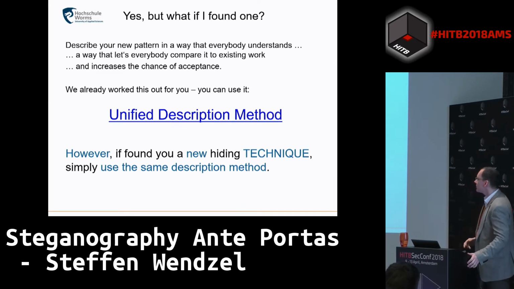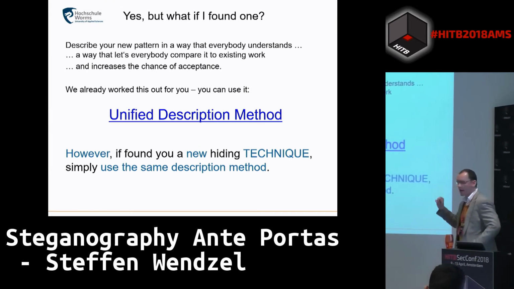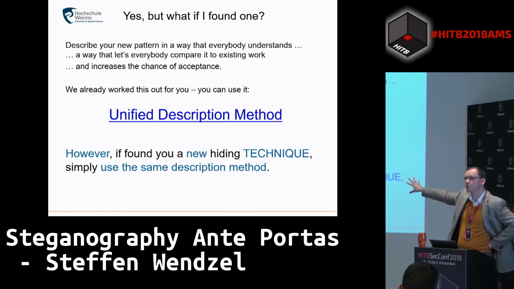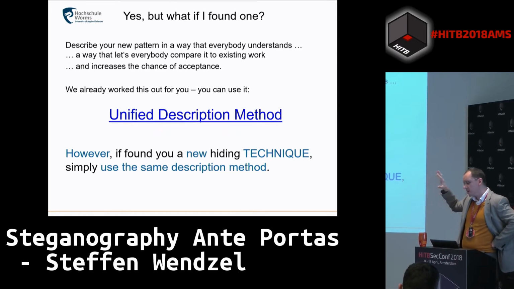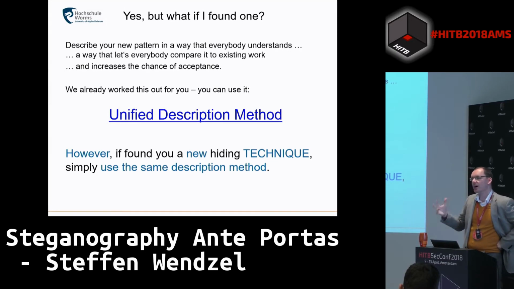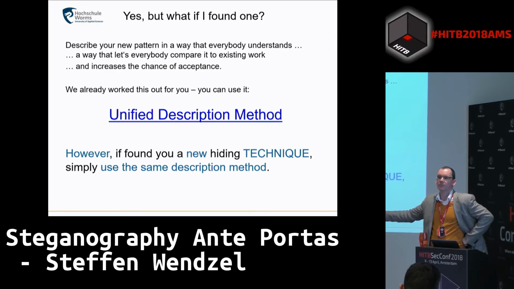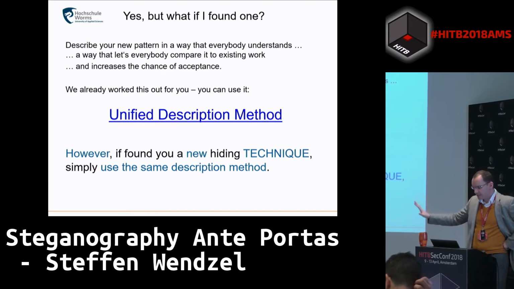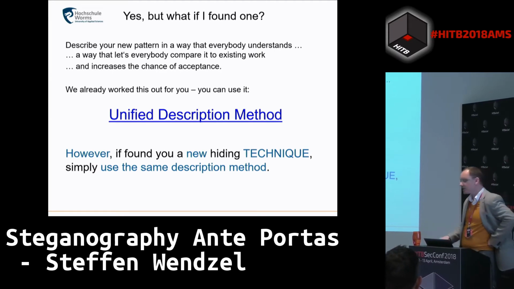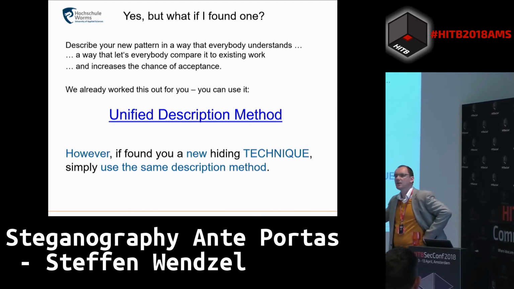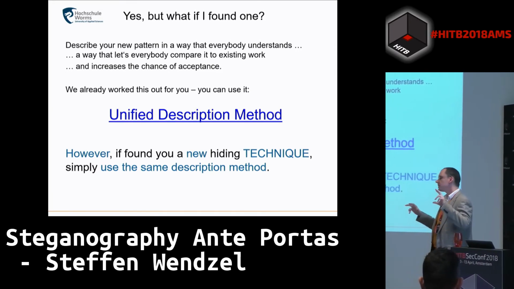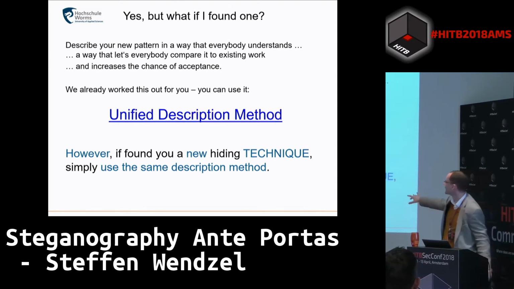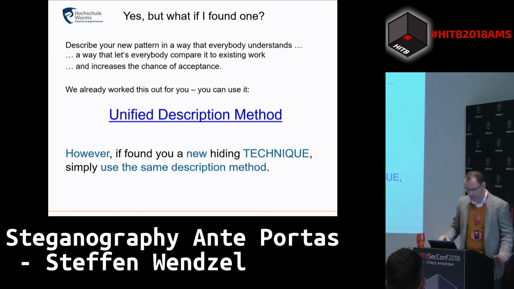If you found one, we developed a unified description method, and that is tailored so that you describe all the relevant aspects of it. It's easy to use. And why should you use it? Because it allows you to communicate your ideas in a way that everybody understands them. That also will make your work maybe more appreciated, because a lot of the papers on information hiding are very, very technical. But if you describe the hiding techniques in a structured way, it's easier for everybody. You can also use it to describe a new hiding technique if you haven't found a pattern, but it works for both.